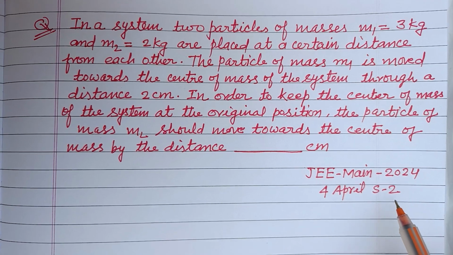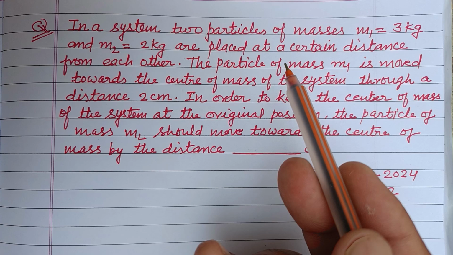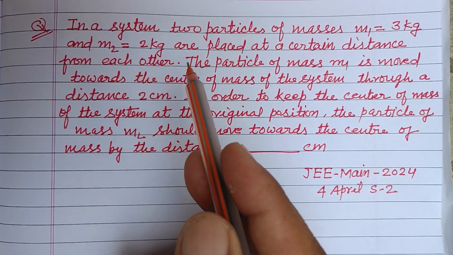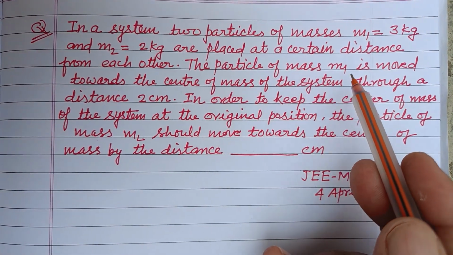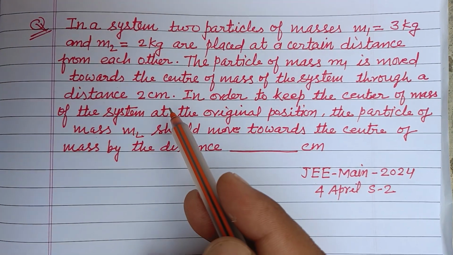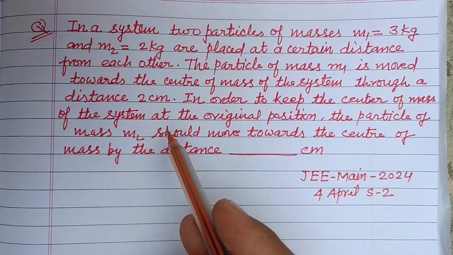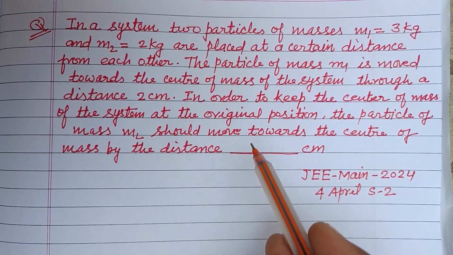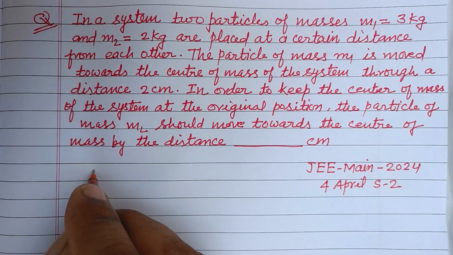Question from JEE Main 2024, 4 April, second shift. In a system, two particles of masses m1 equal to 3 kg and m2 equal to 2 kg are placed at a certain distance from each other. The particle of mass m1 is moved toward the center of mass of the system through a distance of 2 cm. In order to keep the center of mass of the system at the original position, the particle of mass m2 should move toward the center of mass by a distance of how much?